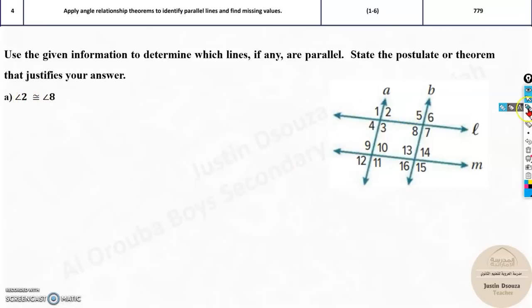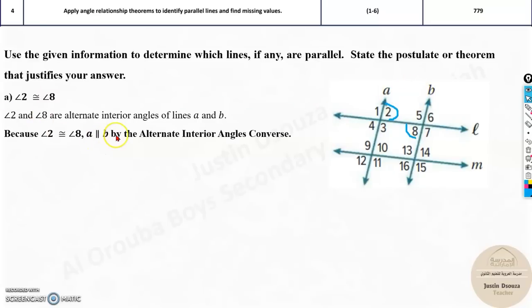Now over here, if you remember these theorems, let us see. 2 and 7. Here we have 2 and over here we have 8. Sorry, my bad. It's 2 and 8. Look at them. Which is the theorem? It is alternate interior. But now they are asking us whether these are parallel or not. Which lines are parallel? If 2 and 8 are congruent or equal, then A and B will be parallel lines. So here A and B are parallel. Why? Because of the converse of the alternate interior angles theorem.